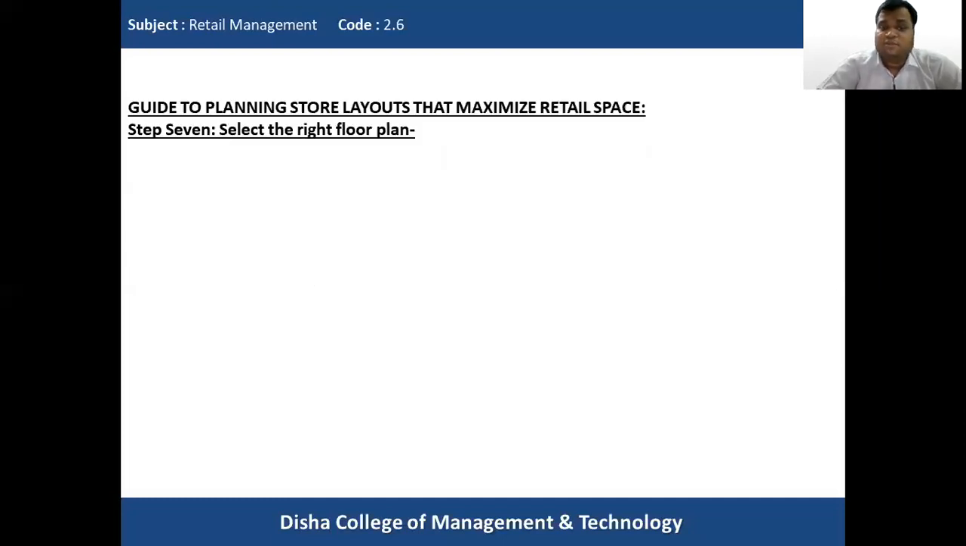Now coming to the seventh step, that is the last step: after undergoing all the first six steps, the retailer should be in a position to select the right floor plan that is good for his retail outlet. So this is the last step in the planning of store layout, which acts as a guide that maximizes the retail space. That is to say, after understanding all the six steps that are given above, the retailer should be able to select the right floor plan for the store.